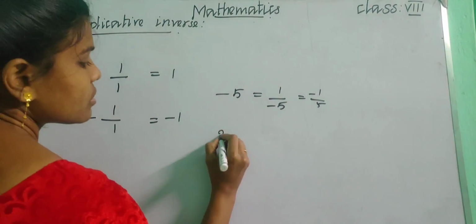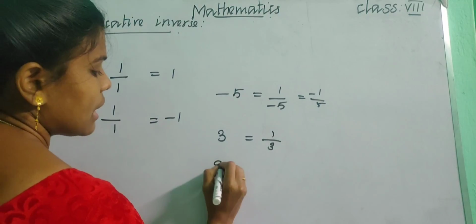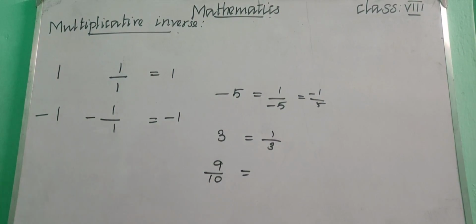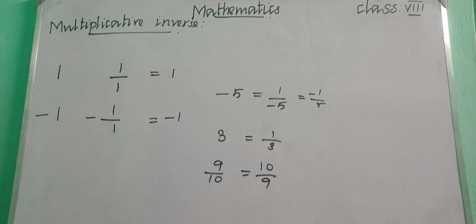Okay, so 3, what is the multiplicative inverse of 3? 1 upon 3. Okay, 9 upon 10. So what is the multiplicative inverse of 9 upon 10? 10 upon 9. Okay children, have you all understood? So we can call the multiplicative inverse as reciprocal.